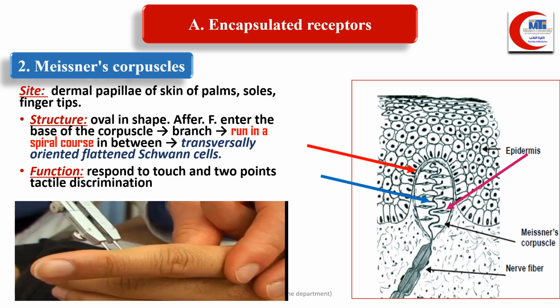As I can see here, this is a two-point tactile discrimination test. The Meissner corpuscle responds to touch, and to the two-point tactile discrimination test, because it is present in the dermal papillae of the skin, as I have mentioned. Here we can see that this pink arrow, on the right side, points to a Schwann cell. The blue arrow on the left side points to the axon, and the red arrow on the left side points to the connective tissue capsule, which covers the corpuscle.